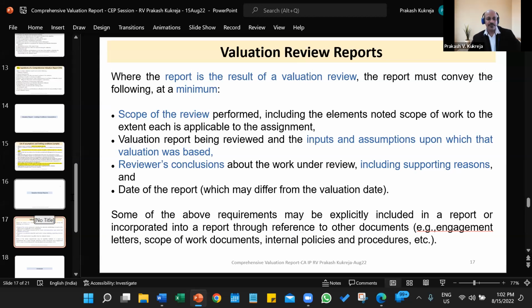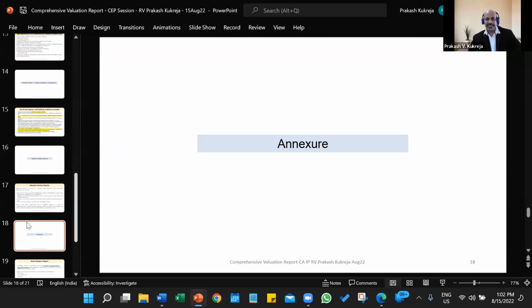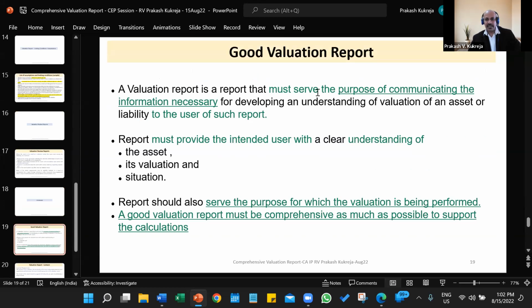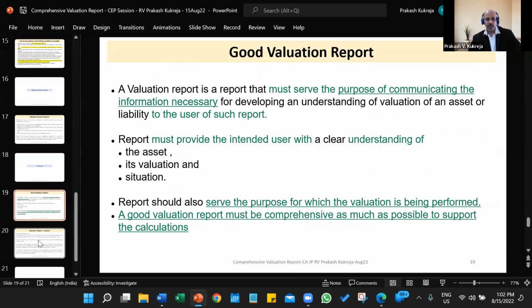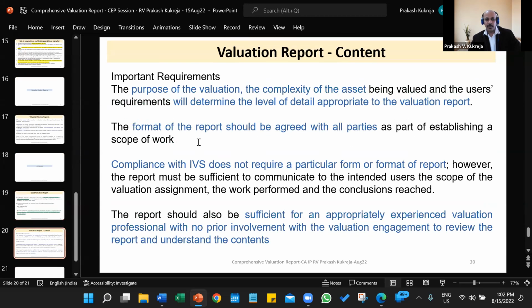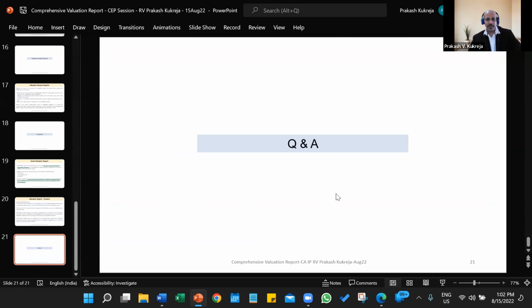I don't have any practical experience in this, but yes, this is something which may come to you. Then this is the annexure. You can just refer to it at leisure. What are some points for a good valuation report? What is the content as per IVS? So this is more of a reference point. So I think I've covered the slides.